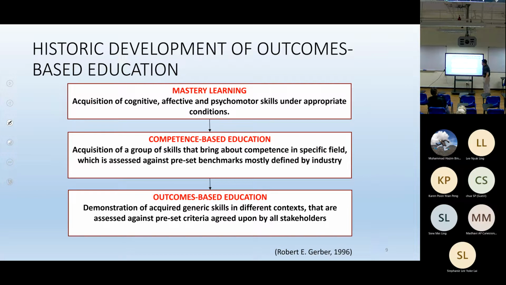Then we look into competency defined by industry. Alright, you work in that particular field. Then now what we see is outcomes. This is agreed by stakeholders. Stakeholders is the changing environment. What is that person really needed for the industry?